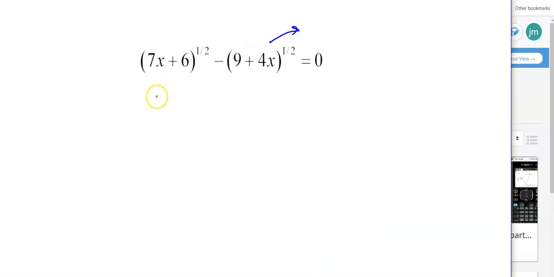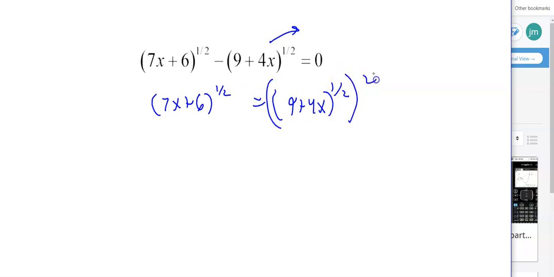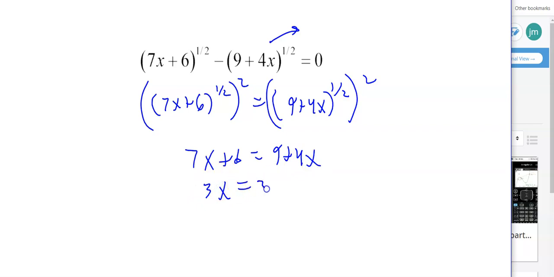Move that over to the other side first, so we get 7x plus 6 to the 1/2 equals 9 plus 4x to the 1/2. Put both sides to the second power. That's not bad. 7x plus 6 equals 9 plus 4x. Get all the x's on the same side, get all the numbers on the other side. X equals 1. Let's just double check that it works. 7 plus 6 is 13, the square root of 13 minus the square root of 13 is 0. That works. Because if they're square roots, you have to check your work.